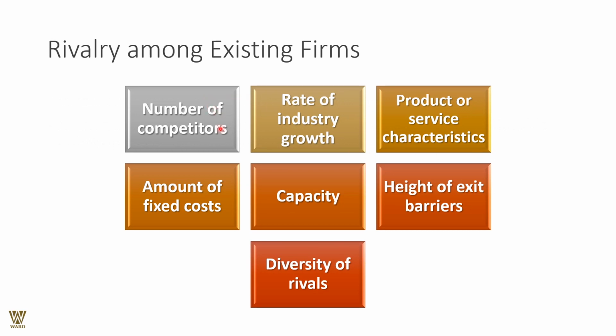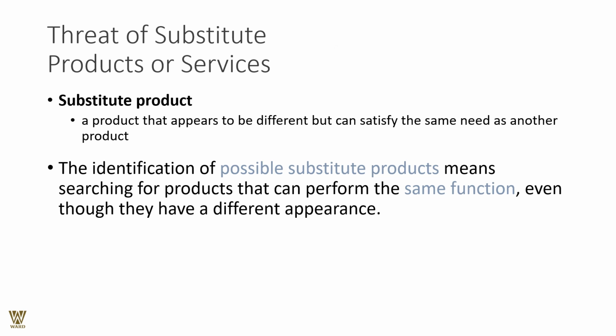So rivalry among the firms depends on the number of competitors and the rate of growth of the industry. If the rate of growth is very high, we can accommodate. But if the rate of growth is very slow, the rivalry will actually bleed the companies altogether. Product and service characteristics are also things that need to be taken care of. Amount of fixed costs, the capacity, the height of the exit barrier. The height of the exit barrier is about how capital intensive the business is. As I've said, an aircraft or airline company, and the diversity of the firms that are there. So this is what we are looking into.